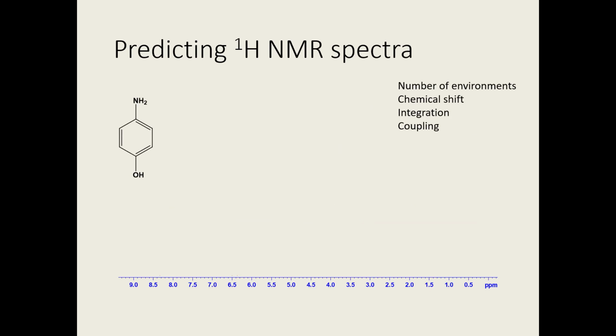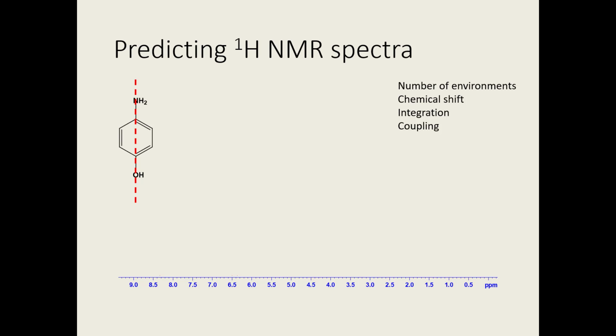Let's start with the starting material para-aminophenol. How many different chemical environments are there in this molecule? There's a plane of symmetry down the centre of para-aminophenol, and that means that some of the protons on the aromatic ring are in the same environment as each other.